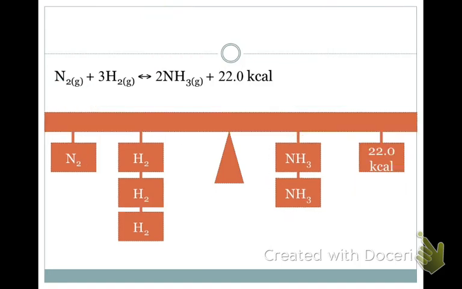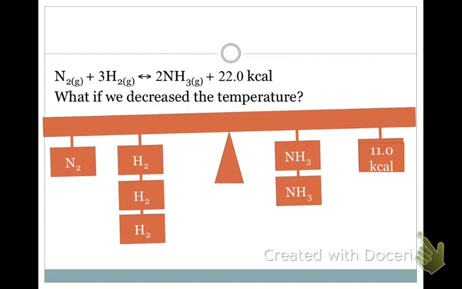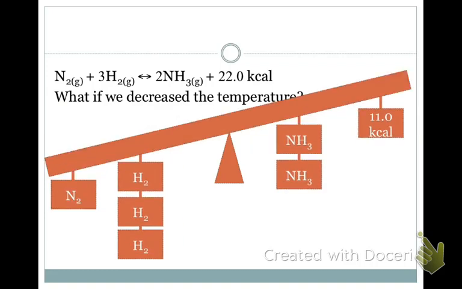All right, let's reset it and change the conditions. We decrease the temperature. Right now I have 22.0 kilocalories. Now I'm going to make it half, 11 kilocalories. You'll see the products end up being favored. It shifts towards the right. So you end up having less N2, less H2, and more NH3. Let's figure out what happens to K.